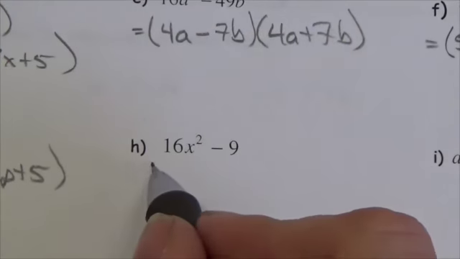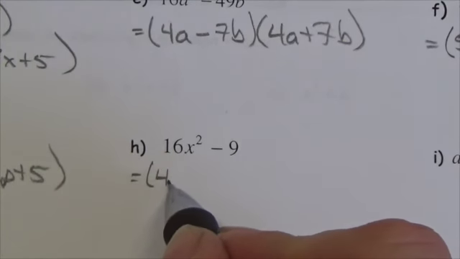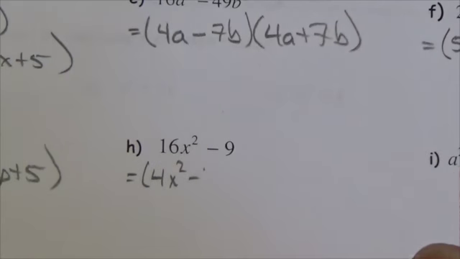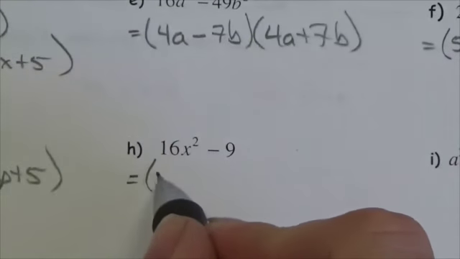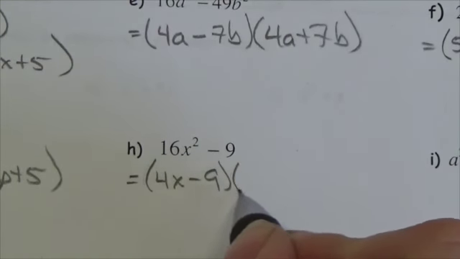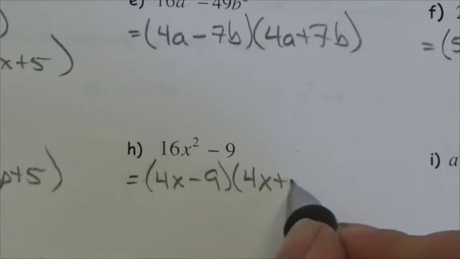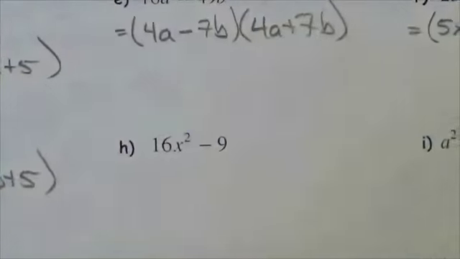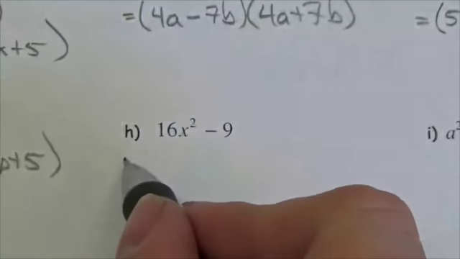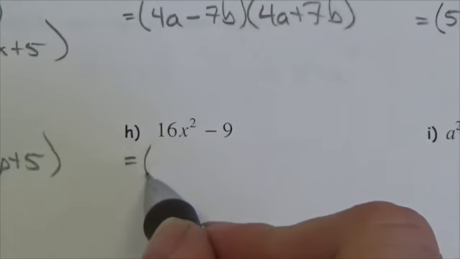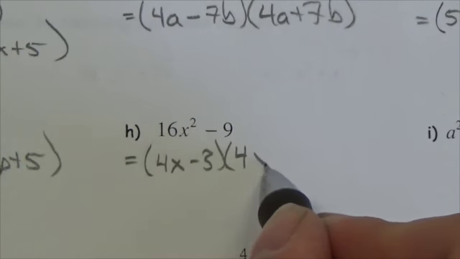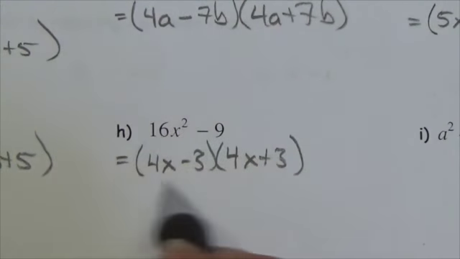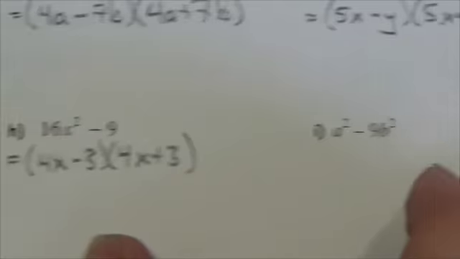16x squared minus 9, again, this will be 4x squared, oh sorry, not x squared. Shoot, the square root of x squared would just be x, so this will be 4x minus 9, followed by 4x. I've been doing so well. I don't know what is going on right here. Okay, we'll try this again. The square root of 16x squared is 4x. The square root of 9 is 3. So this will be 4x minus 3, 4x plus 3. Okay, there you go. Difference of squares.